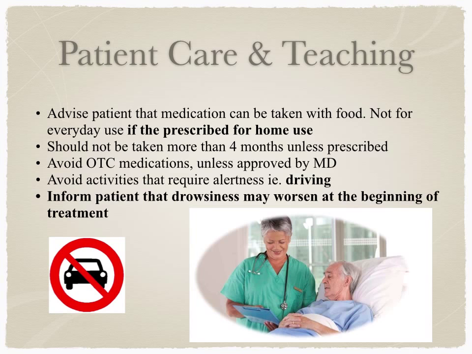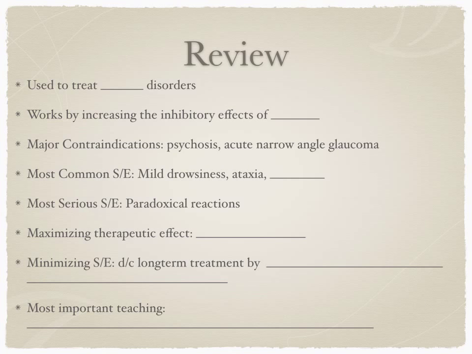Now that we've gone over everything, we're going to review what we've learned. We learned that Ativan, or lorazepam, is used to treat anxiety disorders. It works by increasing the inhibitory effects of GABA. The major contraindications are psychosis and acute narrow angle glaucoma.